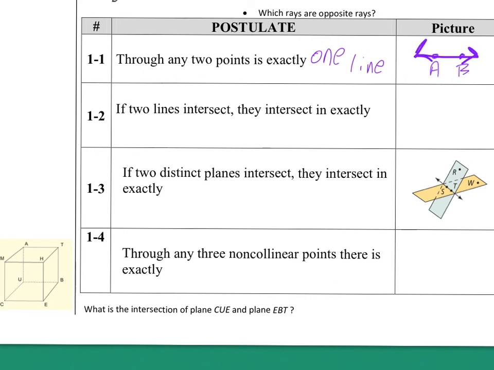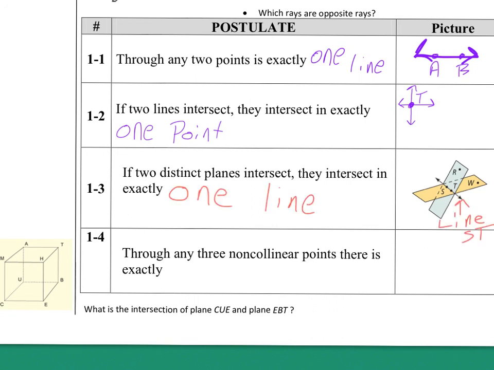The next postulate says if 2 lines intersect, they intersect in exactly 1 point. The third postulate that we have is if 2 distinct planes, meaning 2 totally different planes, intersect, they intersect in exactly 1 line. The final postulate that we have here is through any 3 non-collinear points, there is exactly 1 plane. So again, through any 3 non-collinear points, meaning not on the same line, there is exactly 1 plane.